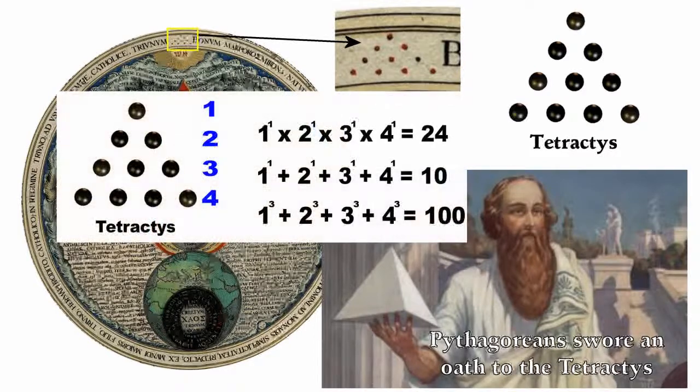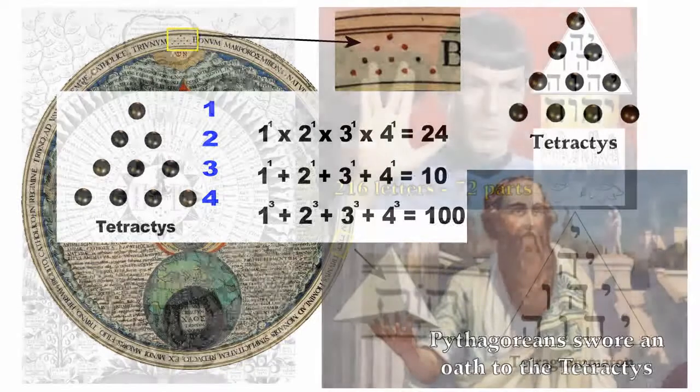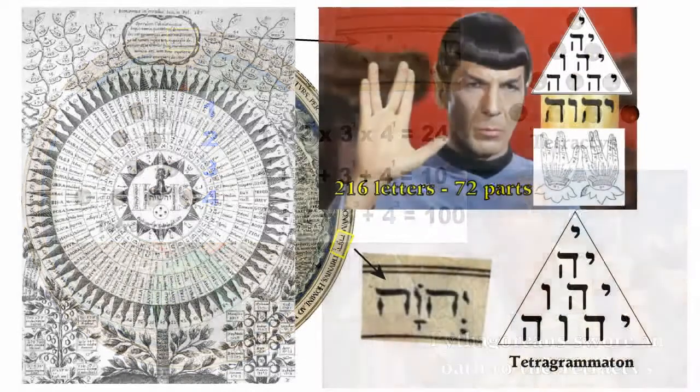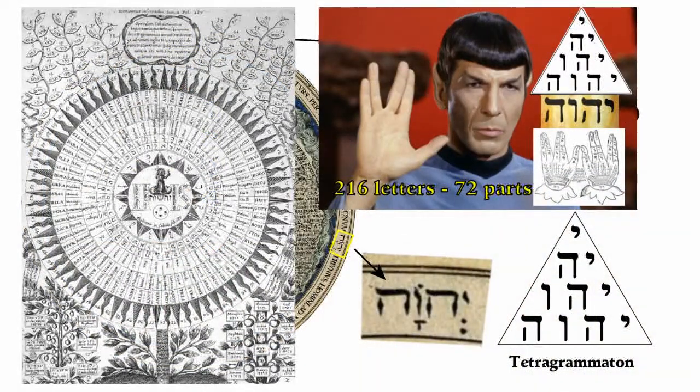Now, if we add them together, we get 10. If we multiply them down, we get 24. And you might notice in the third dimension that it's 10 squared. But again, if you're a bit of a number nerd like myself.